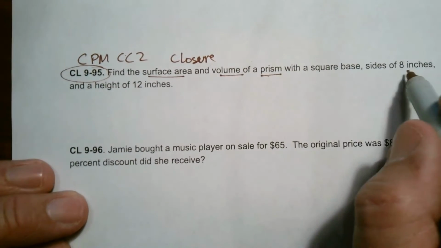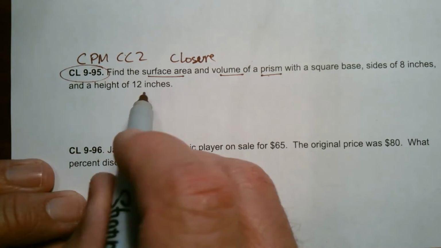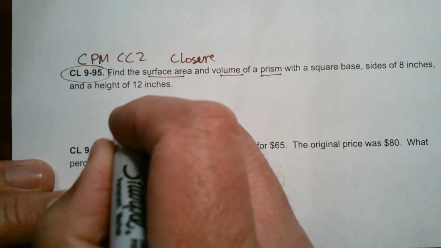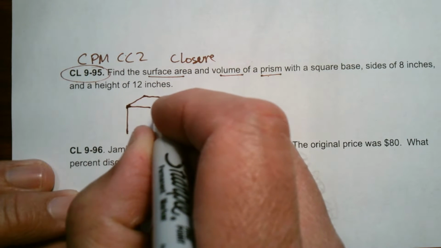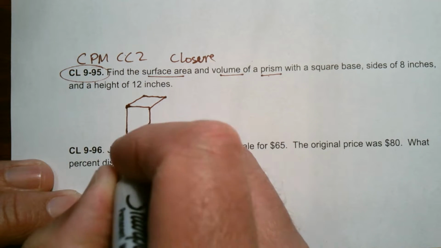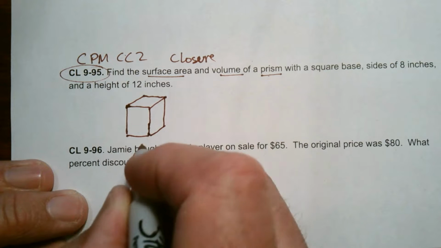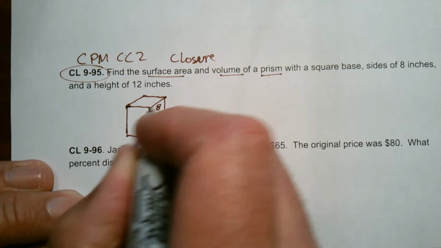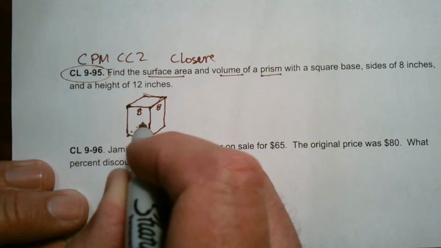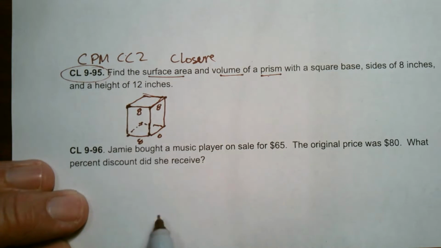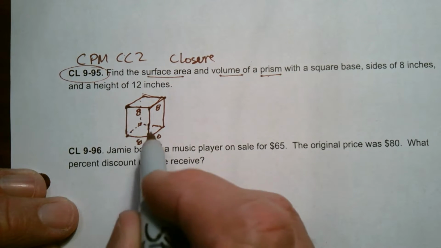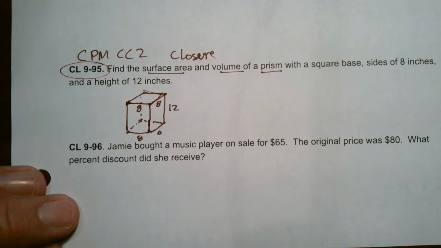I have a square base with sides 8 inches and a height of 12. So this is a prism. Let's see if I can draw it okay here. And the base, the top as well, is a square. And the height is 12. So that means 8 by 8, that's the square, and that's the same thing on the bottom. So perspective wise, you would see the little dots, that's the three-dimensional shape there. So you have 8 by 8 on the square base, but then the height is 12.